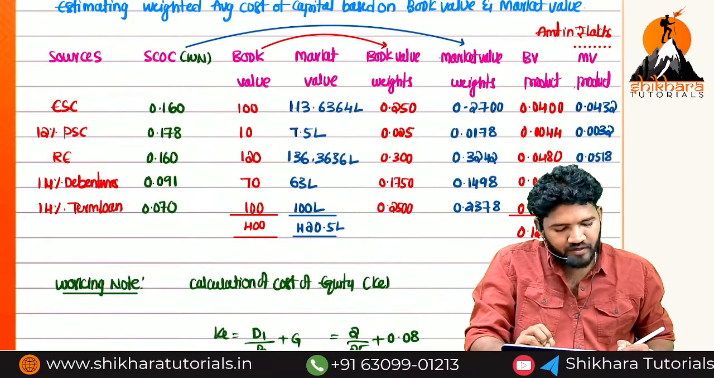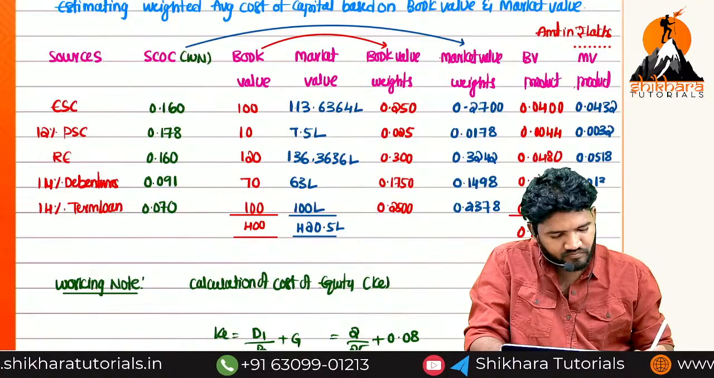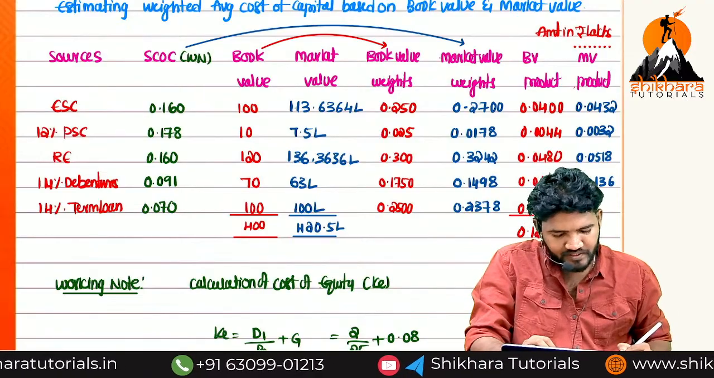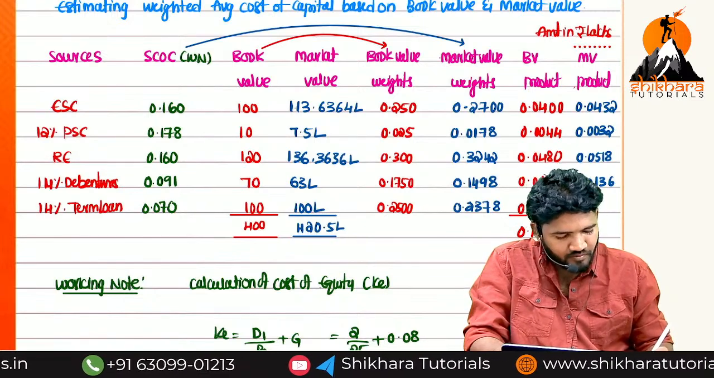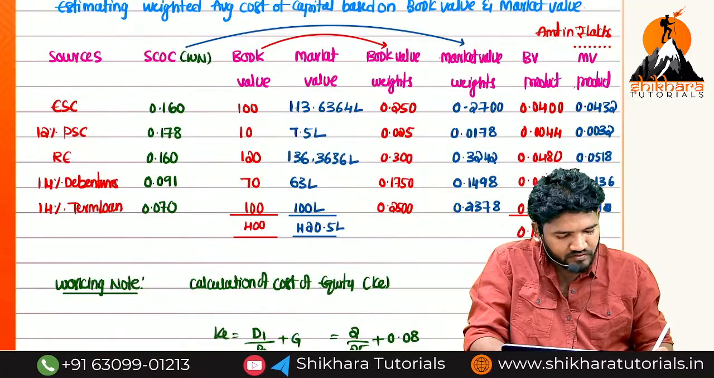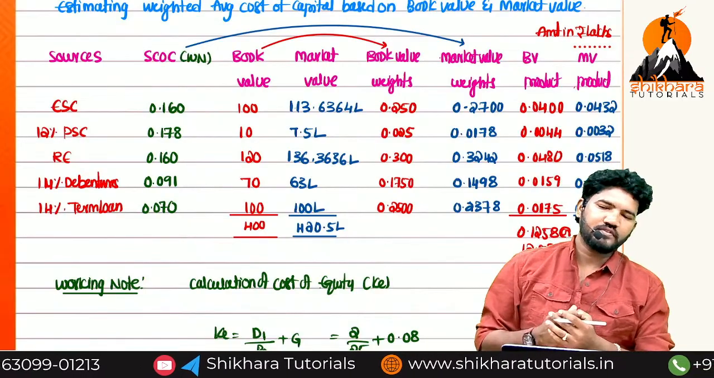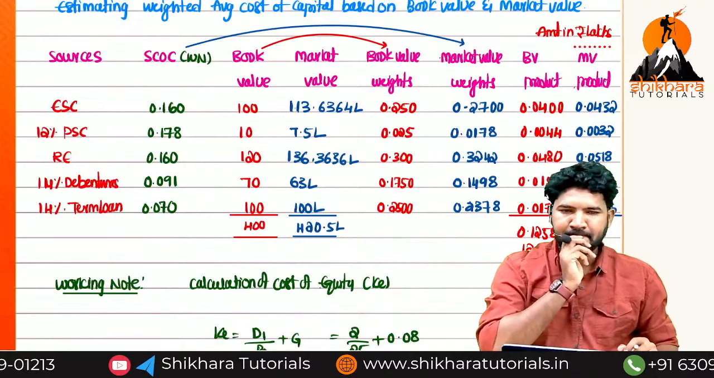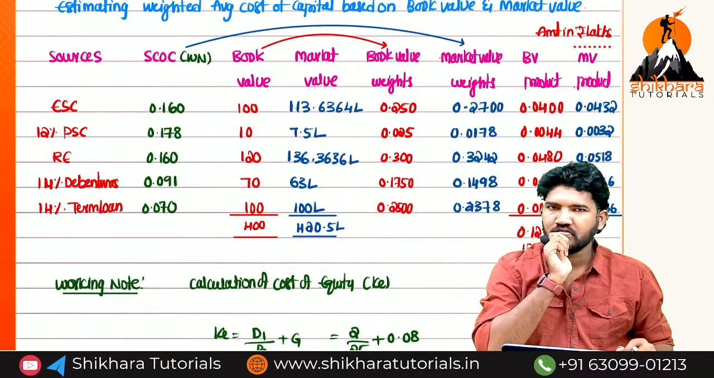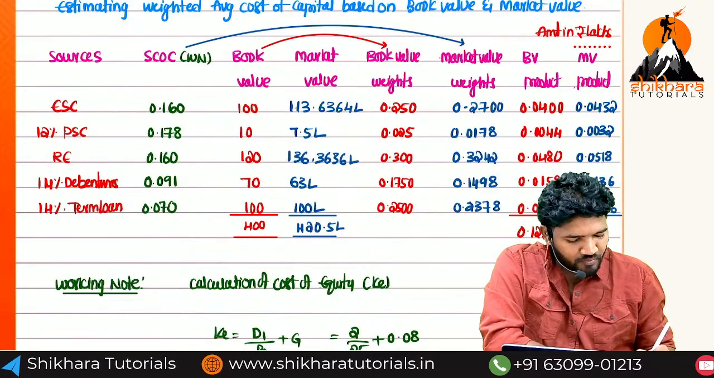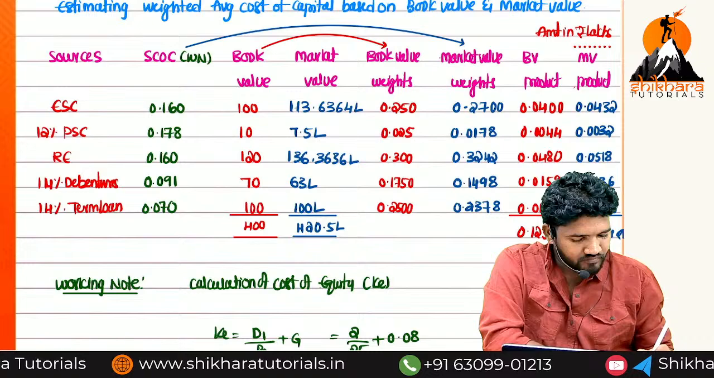0.091 into 0.1498 is 0.0136. 0.070 into 0.2378 is 0.0166. Summation, please. 0.1284, so 12.84%.